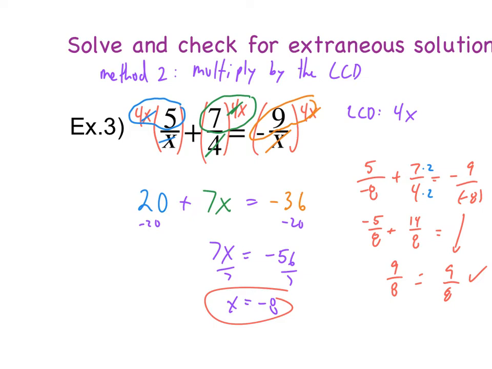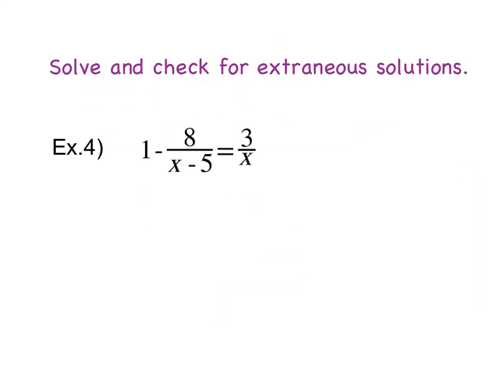All right, last example. So notice again that this is the same thing where we have multiple terms on one side, so we can't just do the cross multiplication method. Since I do have one of the numbers not written as a fraction, we'll go ahead and write it as a fraction. And then I want to think about what that LCD is going to be.